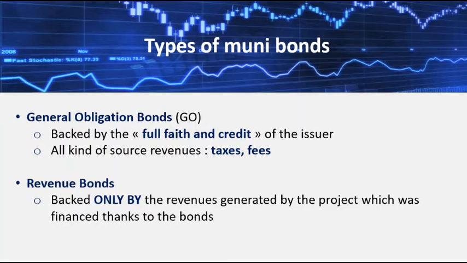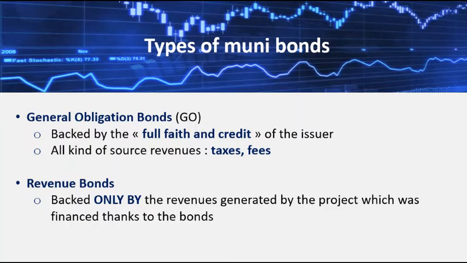Actually, there exist two main types of municipal bonds in the markets. First, the general obligation bonds. These bonds are backed by the full faith and credit of the issuer. They are not paid back thanks to a specific public project. In other words, the municipal issuer can make interest and principal payments using all kinds of revenue sources such as tax revenues or fees. Then, the revenue bonds.